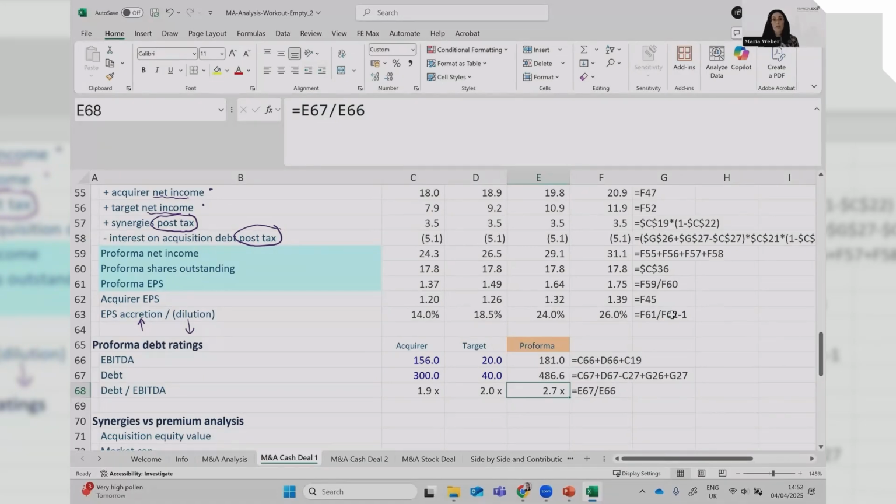We would need to do a little bit of analysis around that. We would need to look and say, well, at the moment, the acquirer, the buyer, because normally it's the buyer that takes on the debt to fund the deal. It's done at the buyer level. So they had 1.9 times.